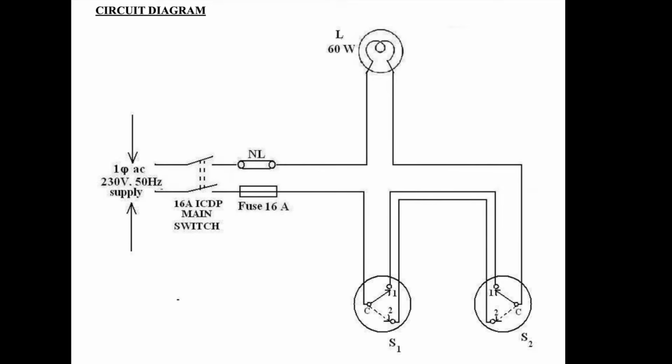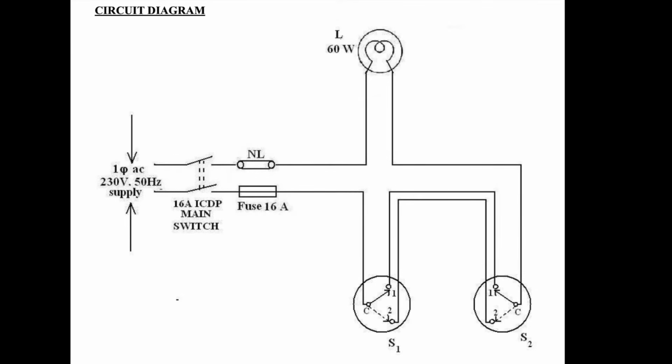Now, how did I make the decision to connect terminal 1 of S1 to terminal 1 of S2? According to my logic in the condition table, when switches S1 and S2 are in condition C1, then only the bulb should glow. That is the condition which I have decided.